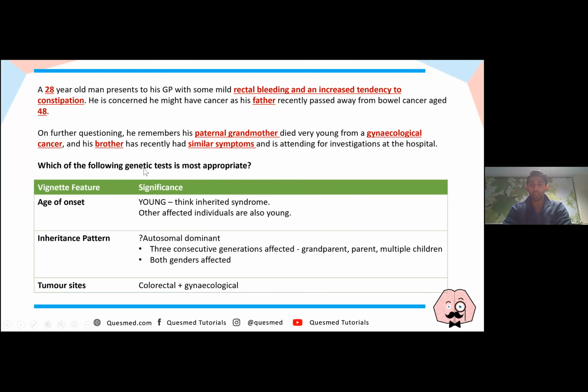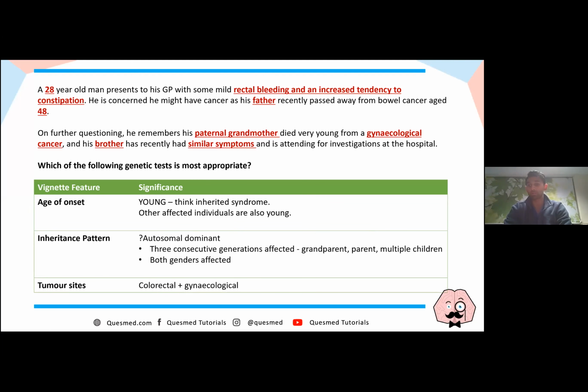So the question is about genetic tests. So you already should think that this is a question about an inherited syndrome. Now, the main features of this vignette are going to be, first of all, the age of onset for all of the affected individuals. So in the vignette, we've got a 28-year-old man with altered bowel habit and rectal bleeding. We've got his father, who passed away from bowel cancer, specifically at the age of 48. This is very young. And a paternal grandmother that died very young, and his brother, who you would assume is also either in their 20s, 30s, or 40s with similar symptoms.